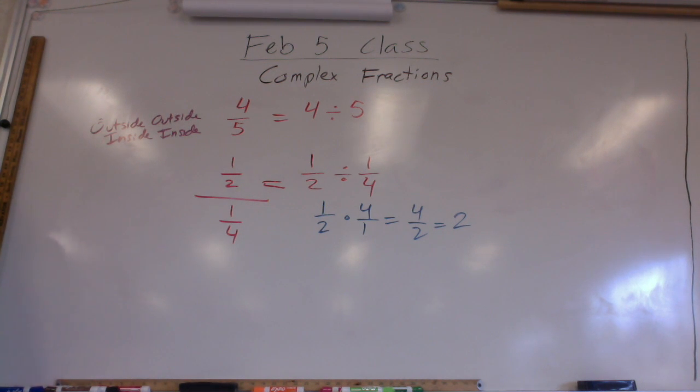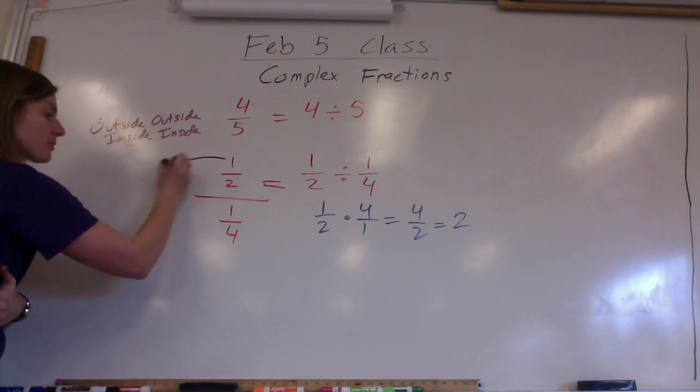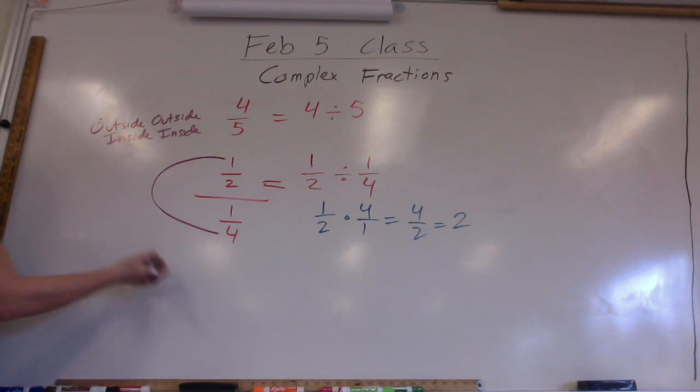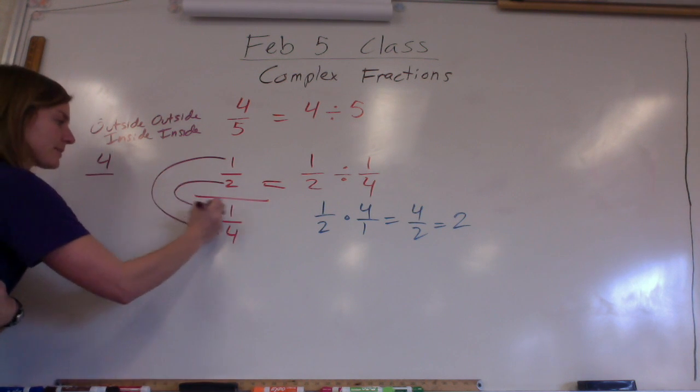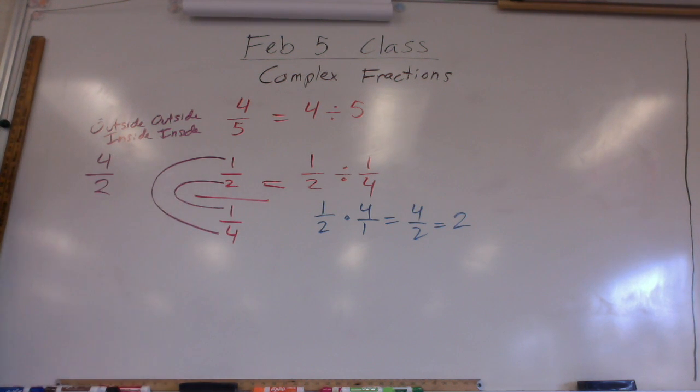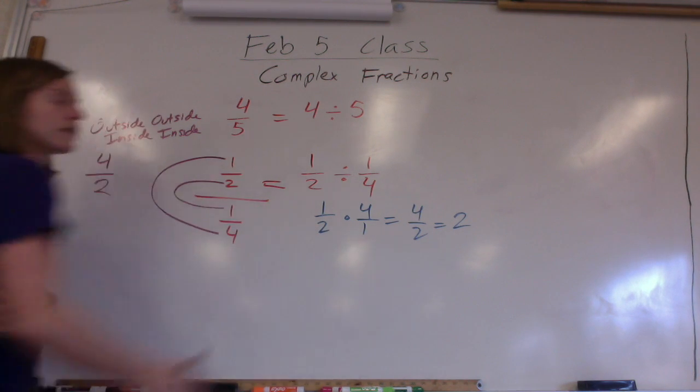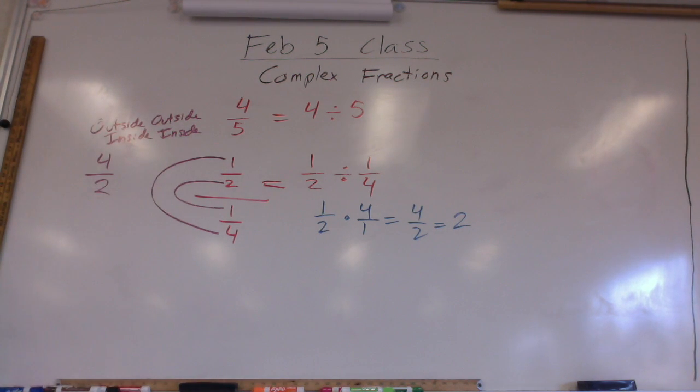So what we're going to do is outside times outside. So that's 1 times 4, which is 4, over inside times inside, which is 2. Look at that. So it's cross multiplying. So we went through all of these steps straight to here by doing outside times outside, putting it on top of inside times inside. So it's like a sideways way.